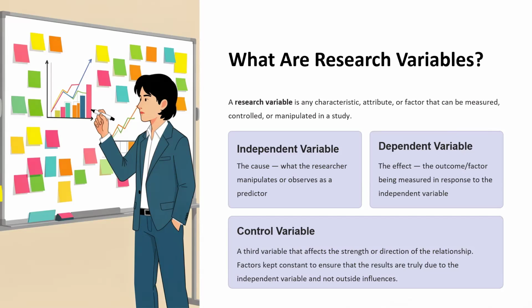Actually, there are three kinds of variables. The first one is the independent variable. This is the cause, what the researcher manipulates. You can manipulate this one and observe it as a predictor. The dependent variable is the effect, the outcome caused by the independent variable. And the control variable is the variable that is kept constant, to make sure the results are accurate and fair.